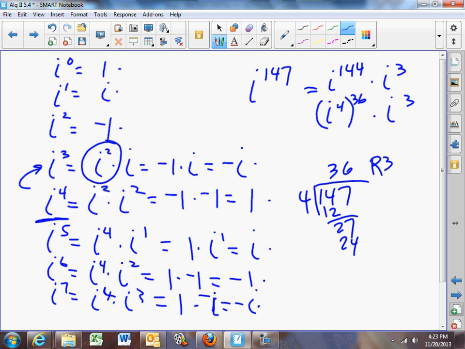But what was i to the 4th? i to the 4th was just 1. And 1 raised to the 36th power is still just 1. So we get i to the 3rd, which is negative i. But the key here is, if you have i to a large power, divide the power by 4, throw this part away and just take the remainder. That will be the same thing. So all you really have to remember is what i to the 0, i to the 1, i to the 2, i to the 3 and i to the 4 are, and you'll do just fine. All right, so powers of i.